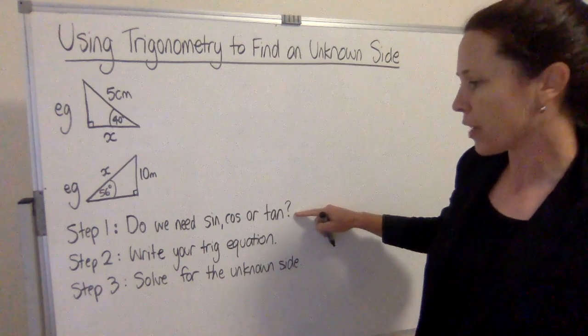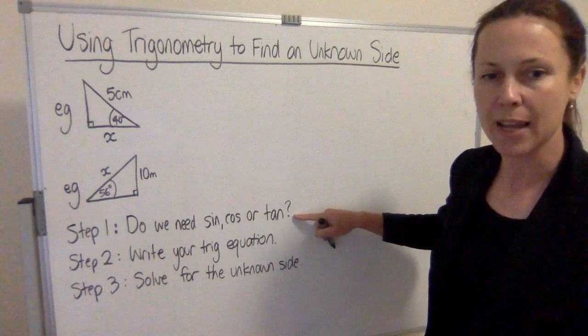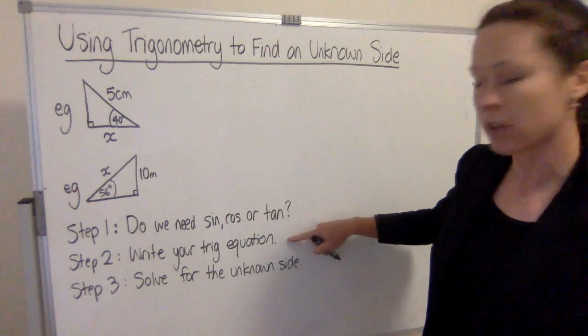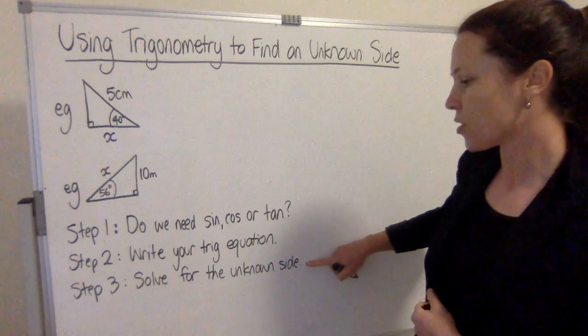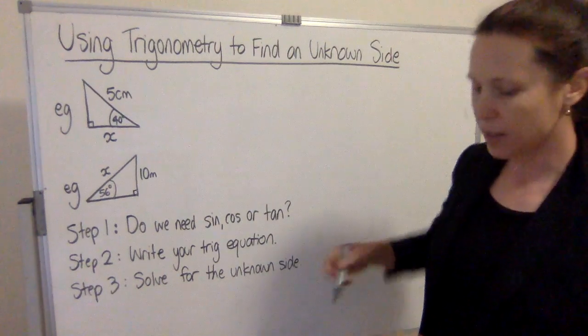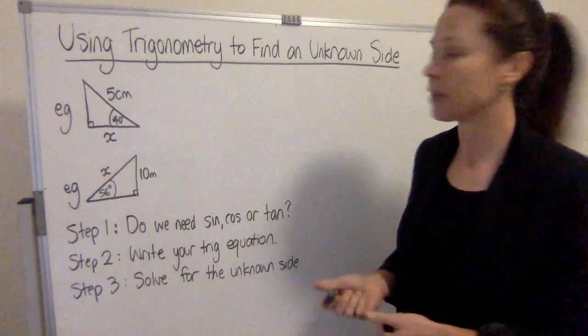Step 1, work out if you need sine, cos or tan. Step 2, write your trig equation. And step 3, solve for the unknown side. Alright, so the easiest way to learn this is by actually doing it. Let's have a look here.